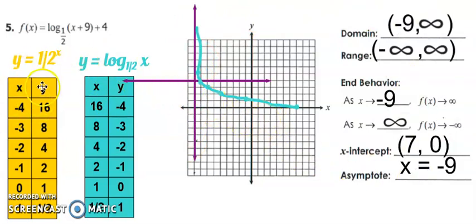Okay, so it's very similar to what we did on the last example. The only thing you're really going to have to be careful with here, guys, is this transformation. Here we had to move left 9 and up 4. So all I did was shift my x and y-axis over 9 to the left and up 4. From there, we'll use this new origin to plot our points.